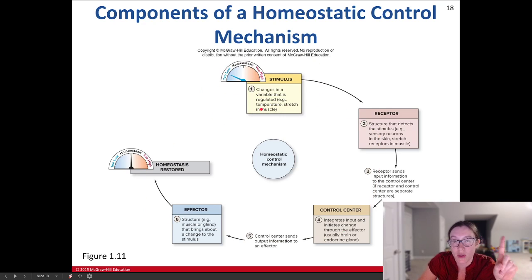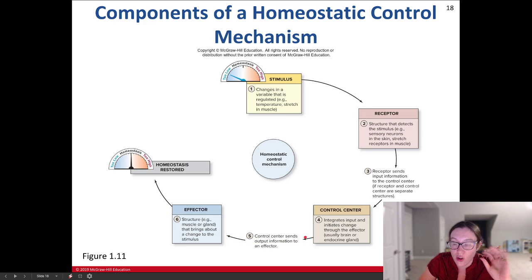So first we have a stimulus, which is that change in a variable, in that regulated variable. The stimulus is going to activate a receptor. So the receptor detects the stimulus. Then the receptor is going to send the information either through nerves or hormones. Sometimes the receptor and the control center are the same thing, so it doesn't really even need to send it anywhere. The control center integrates, it receives the information, integrates it, so makes a decision, decides what to do about it. And then it's going to send information to an effector.